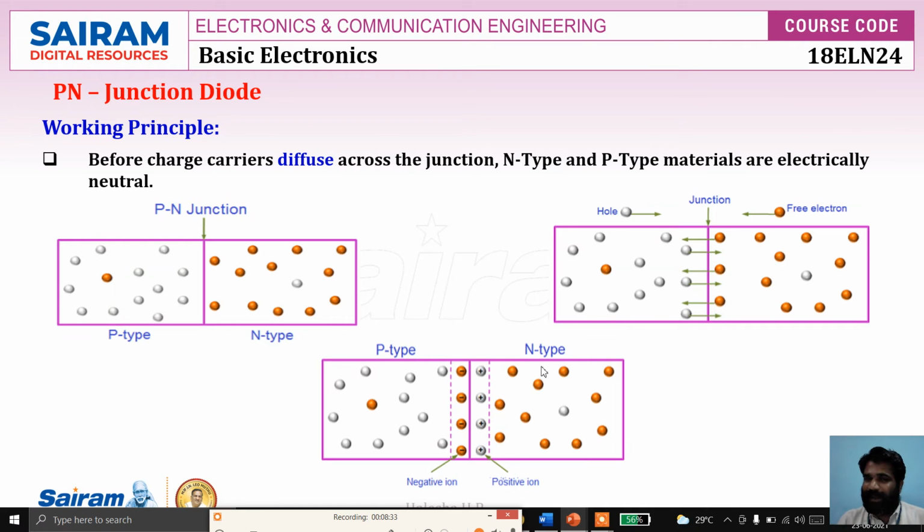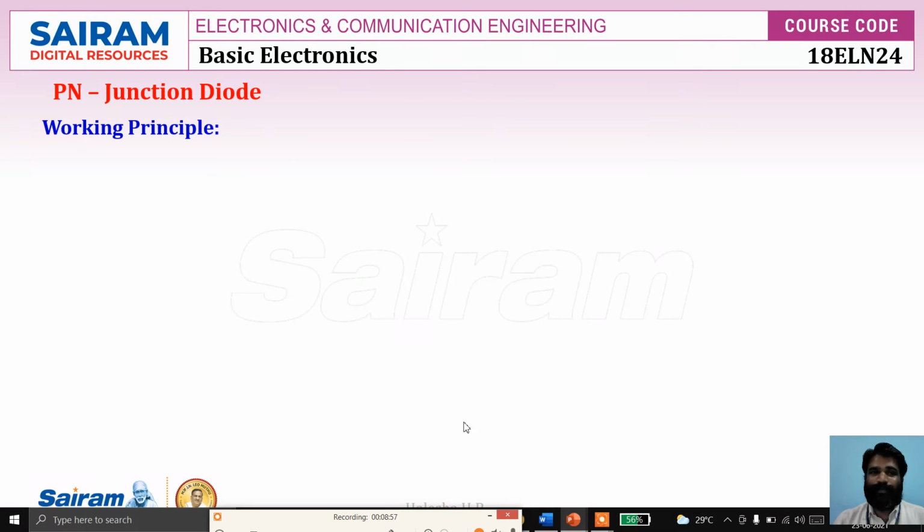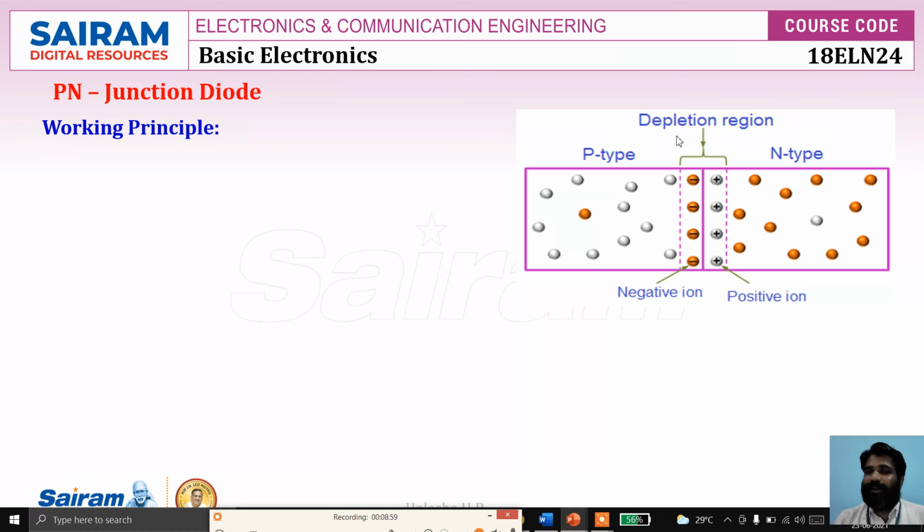Then it forms a positive charge at the N-type, and this positive charge repels the holes from moving further from P-type to N-type, and this negative charge repels electrons from moving further from N-type to P-type. So this junction is called the barrier potential. Okay? Barrier potential. This region is called the depletion region.